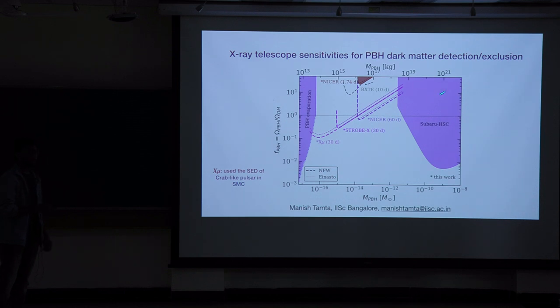So NICER can do this job in just 2 months of exposure, and Stobax can do better and can probe even lower mass primordial black holes, because it works in higher energies, going till 30 keV, and it can do a much better job in just 1 month of exposure. And our XMU telescope can even go and probe black holes in this particular region.